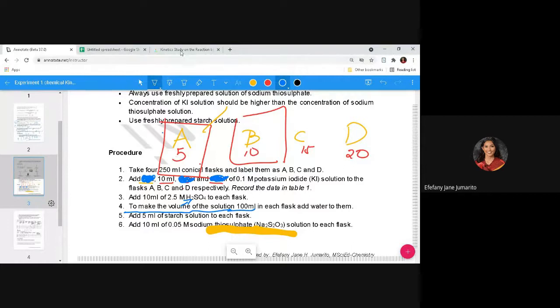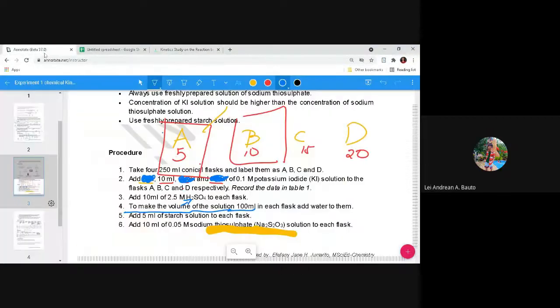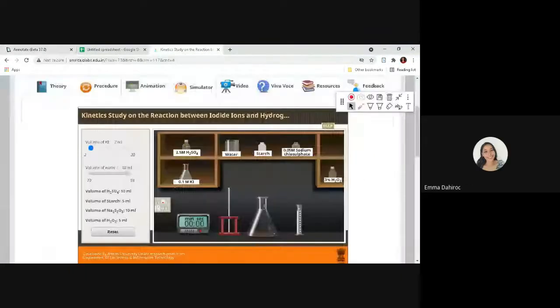Okay, good. So, we have add pila to? 10 ml. Okay, so let's 10 ml. So we have our KI here. Now let's adjust our slider. Okay, so we have 10. Okay, let's add. Put it in our cylinder. Then we pour it in our flask.